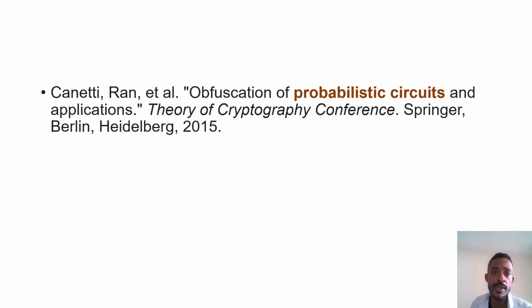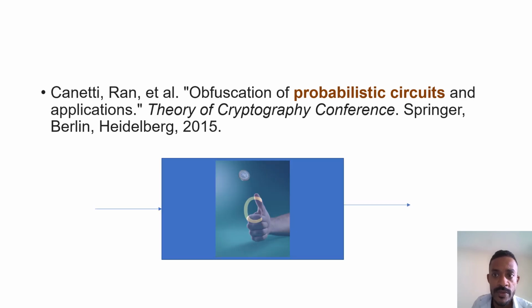The answer to this question is implicit in a paper by Canetti et al. In this paper, Canetti and others show us how to construct an obfuscator for probabilistic circuits. These are circuits that flip coins as part of their operation. They prove the security of their construction using a fantastic technique, which turns out to be applicable for us as well.